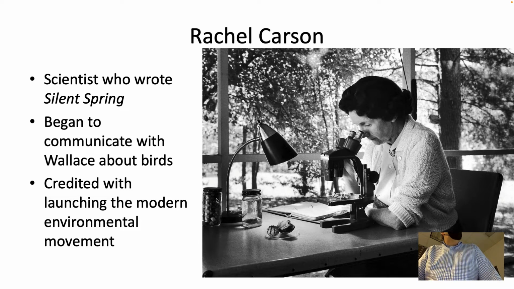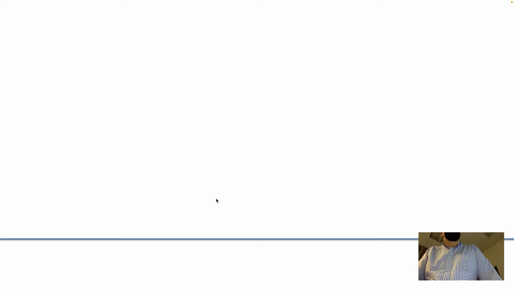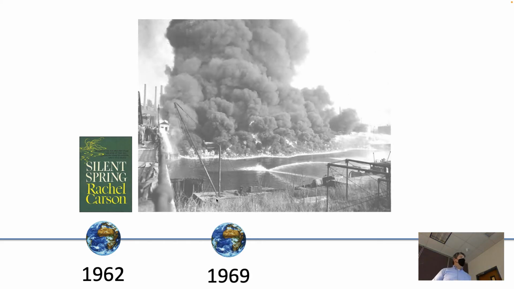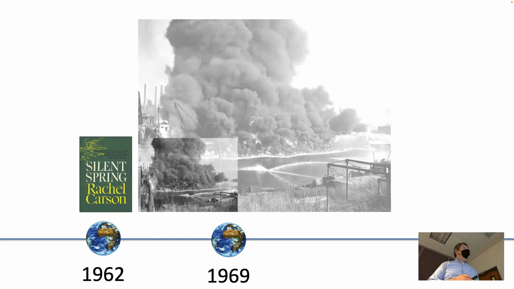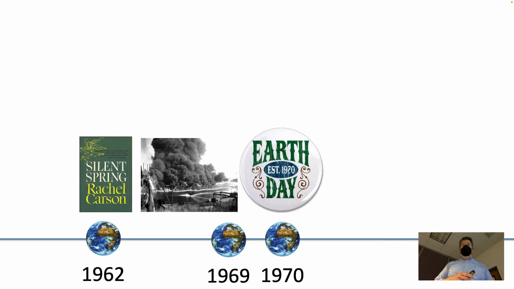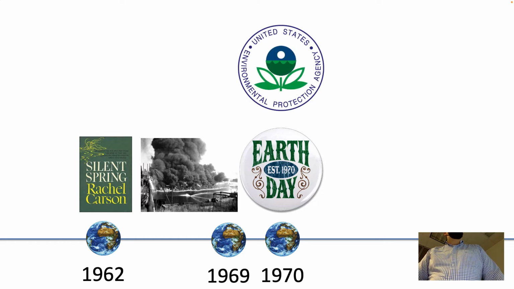So I'm going to go through a little bit of a timeline here about the environmental movement, and we'll start in 62 with the publication of Silent Spring. Later in that decade, we had things like the Cuyahoga River catching fire, the first Earth Day in 1970, and then as we move forward, we see the creation of the Environmental Protection Agency in 1970.